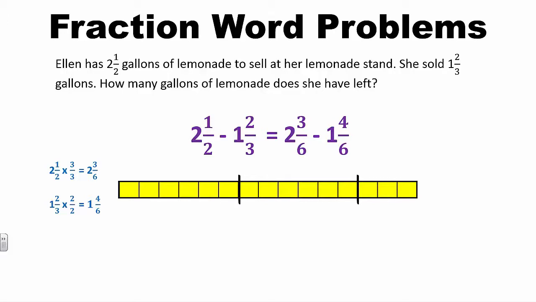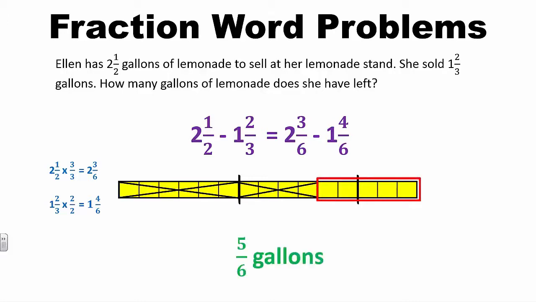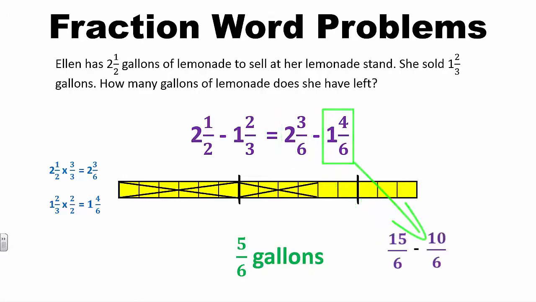The model shows 2 3/6 gallons of lemonade. We need to subtract 1 4/6 gallons since this is the amount that Ellen has already sold. The model shows that Ellen has 5/6 gallons of lemonade left to sell. Another way that students can solve this problem is by creating equivalent improper fractions. For example, 2 3/6 is equal to 15/6, and 1 4/6 is equal to 10/6. Students can subtract 10/6 from 15/6 to get a difference of 5/6.